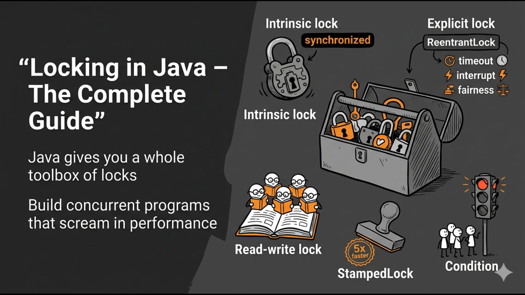Today, we are going to cover everything. We'll start with intrinsic locks, the good old synchronized. Then we'll move to explicit locks like reentrant lock with all its superpowers: timeouts, interrupts, and fairness. After that, read write locks when reads dominate. Then the game changer, stamped lock with optimistic reads that can be 5 times faster. And finally, condition, the modern, cleaner way to make threads wait for each other. So let's jump in.